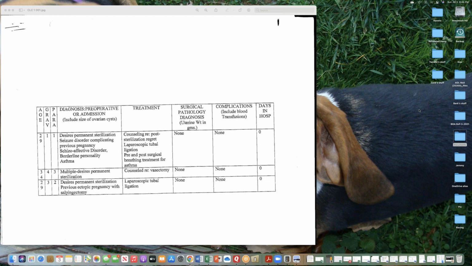Now look, in the treatment, it says counseled vasectomy. So I would argue, what is she even doing on the GYN list? If all you did was counsel her to have her husband or partner get a vasectomy, there's no surgery involved in that. She could be on your office list, but certainly wouldn't belong on the GYN list.